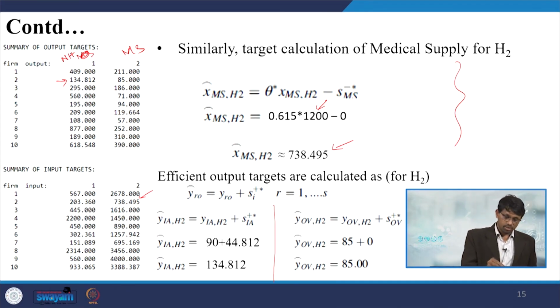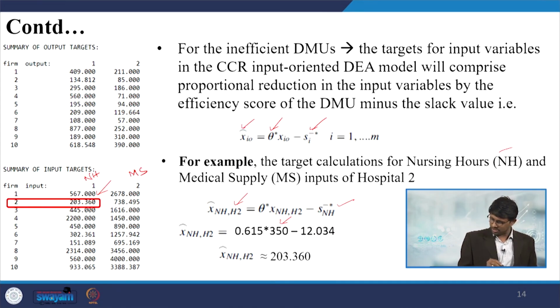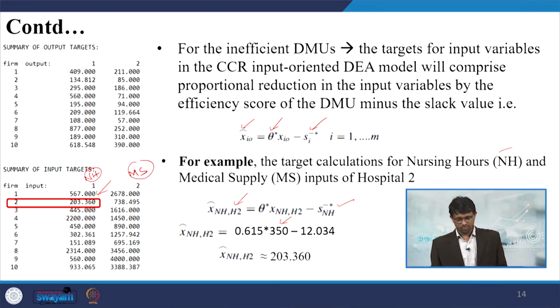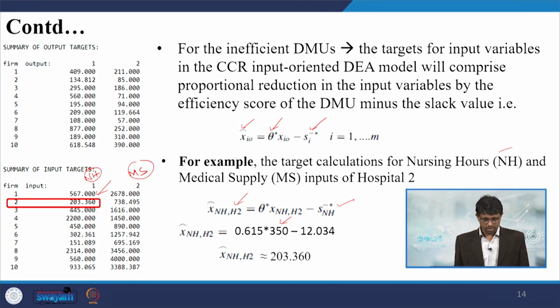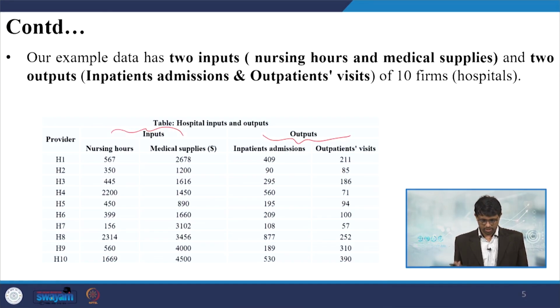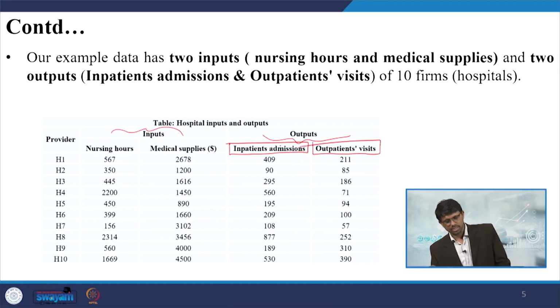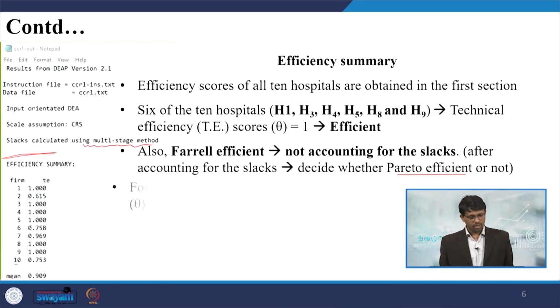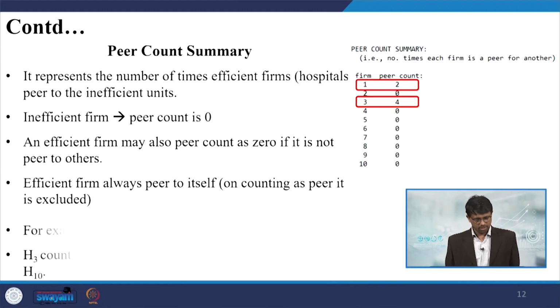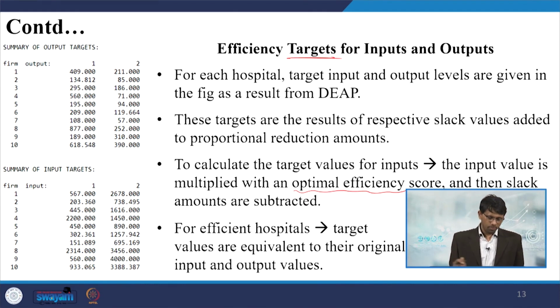I am just clarifying. When we are saying output oriented, we have mentioned NH and MS in the input case. Sorry, but in the output there are two output targets. If you remember from my starting picture, I have to show it to you quickly and I will come back. So, this is what we have shown. This is what I forgot. This is our first output, sorry, this is our second output: inpatient admissions and outpatient visits, right. I will just go back to that page and explain, and I will take less time here. So, input we have already explained.